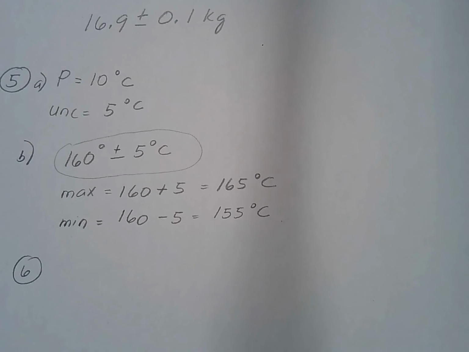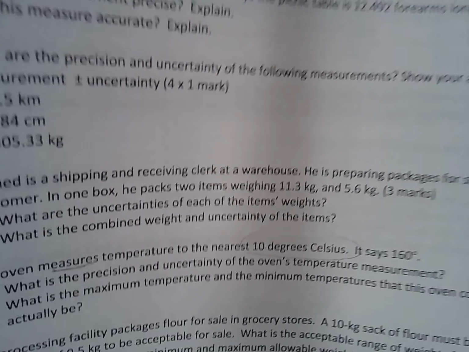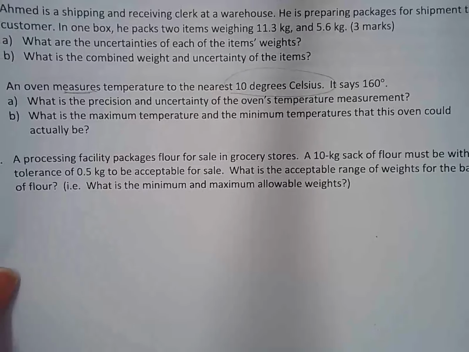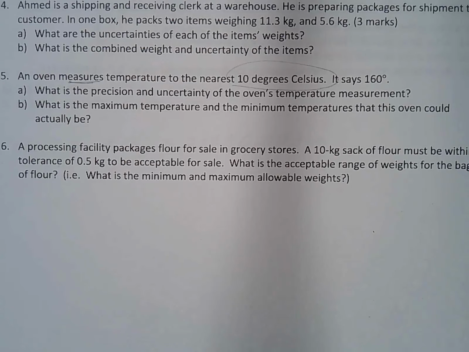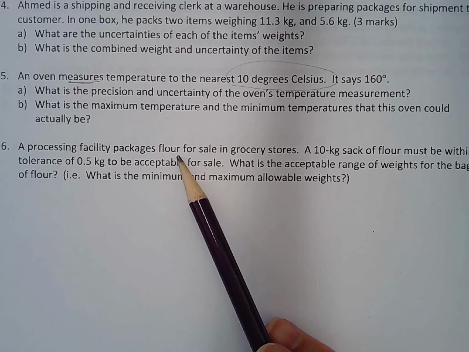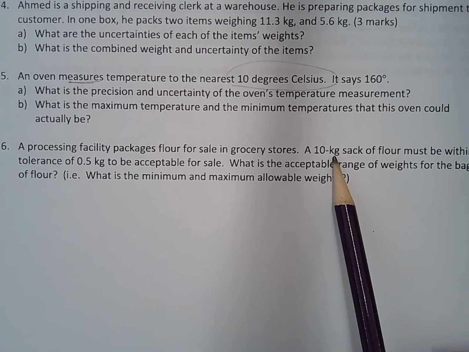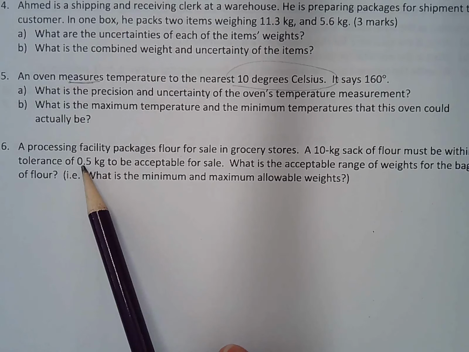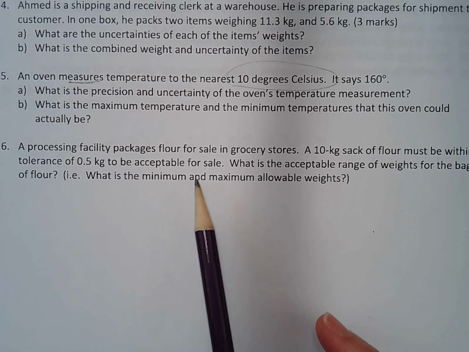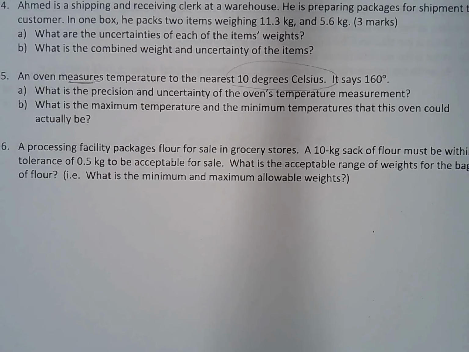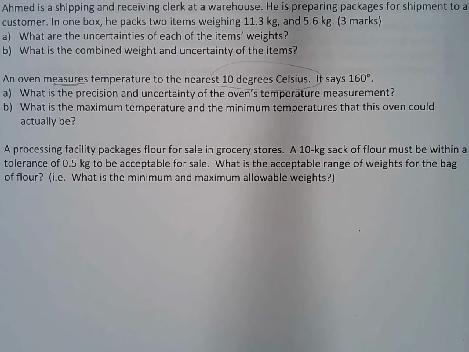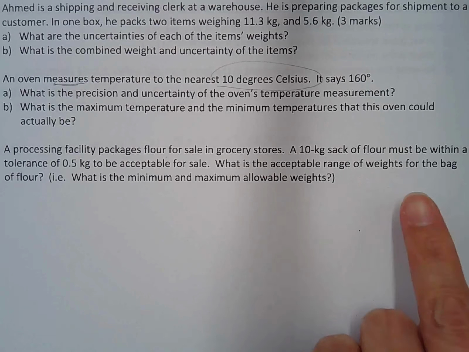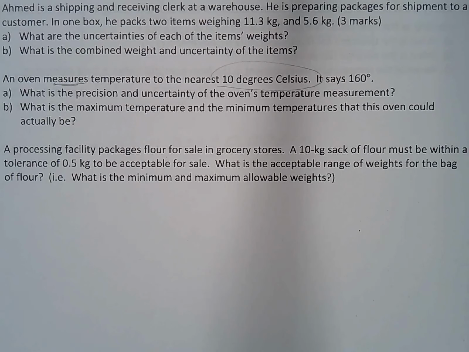Let's look at number 6. Let's read it first. A processing facility packages flour. A 10 kilogram sack of flour must be within a tolerance of 0.5 kilogram to be acceptable for sale. Now this one is giving us the tolerance of 0.5 kilogram for acceptable value for sale. What is the acceptable range of weights for each bag? So figuring out the maximum and minimum allowable weights.